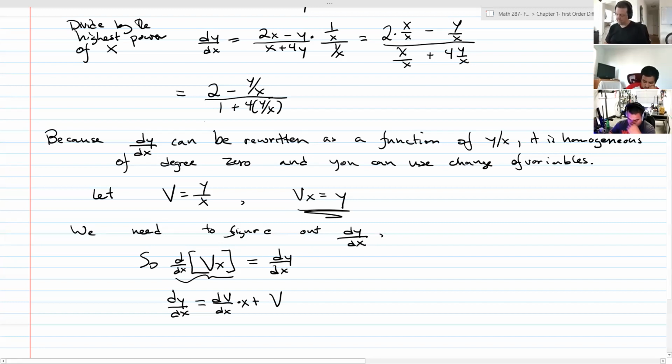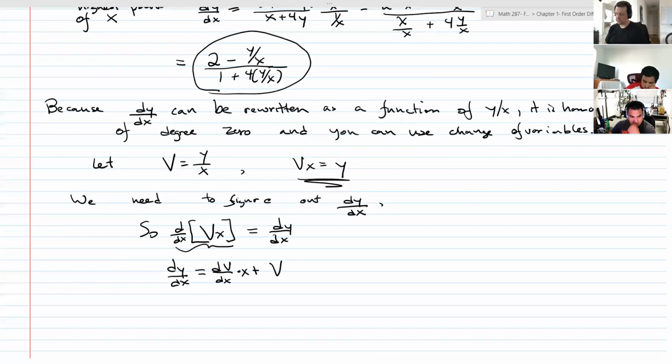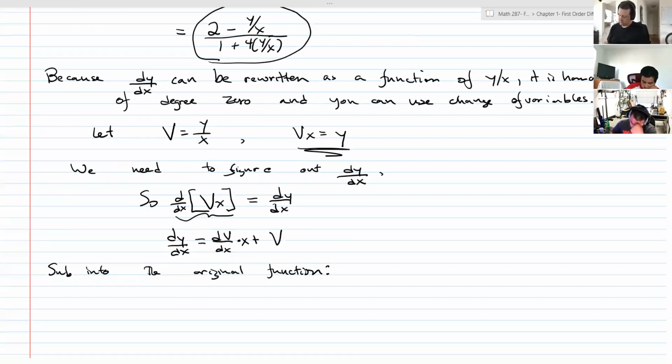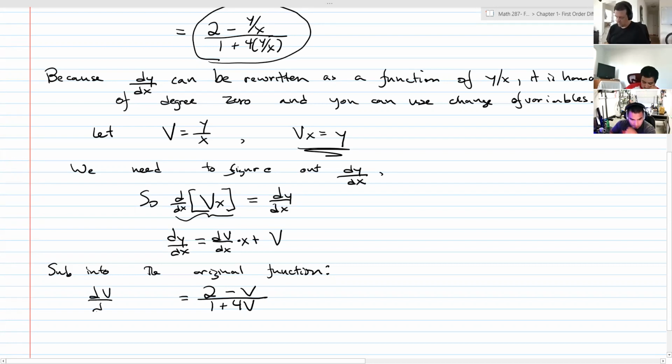Now what we need to do is substitute into the original function. That's going to end up being (2 minus v) over (1 plus 4v). Remember that's equal to dy/dx, so that's going to equal dv/dx times x plus v.